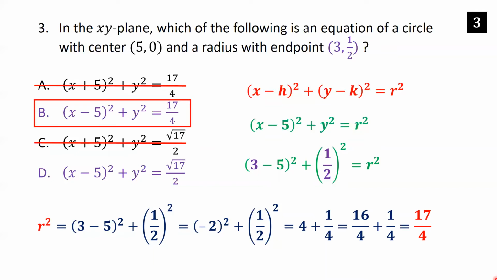So be careful here. Remember, the right-hand side of the standard form is r squared, right? So this number has to be r squared, not r. A common mistake would be to take the square root of this and put r here. But remember, in the equation, it's r squared, not r.